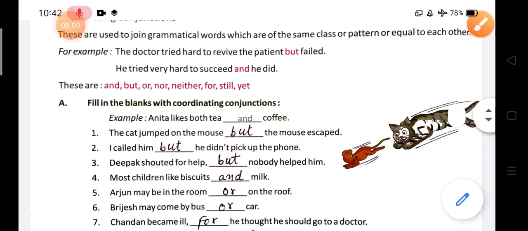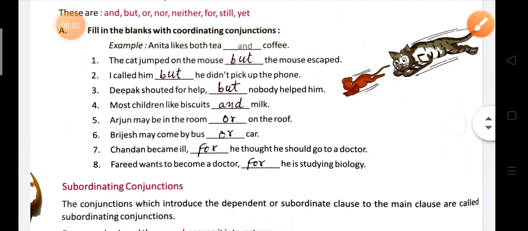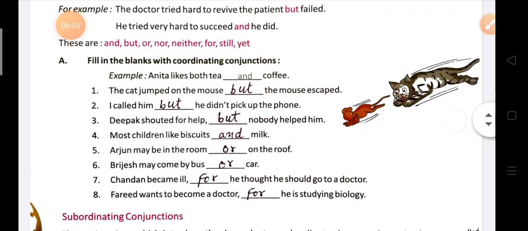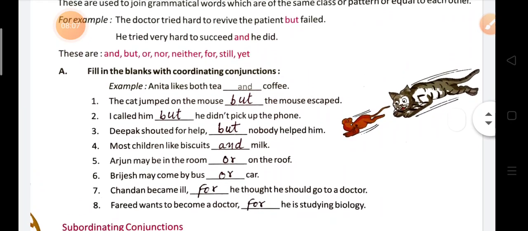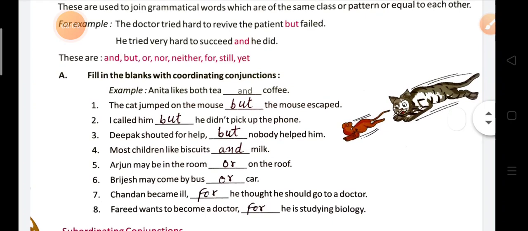After that, you know, there is an example given so that you can feel it and then you can understand. So I have filled it already, so you can see and you will fill all these in your example also. I read it so that you can understand how they are joined and that they are the same pattern or equal or same class. So you can see here: fill in the blanks with coordinating conjunctions.